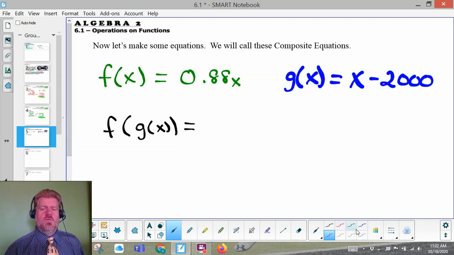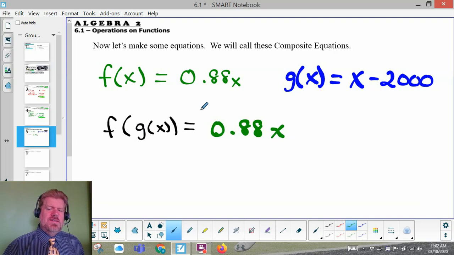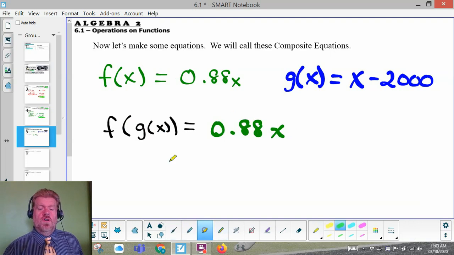Now remember what f is. f is 0.88x. But what is that x? x is whatever I decide to put in. If I put in 4, then it's 0.88 times 4. I put in 17, it's 0.88 times 17. I put in a smiley face, it's 0.88 times smiley face. Now, I'm putting in this whole function g of x.